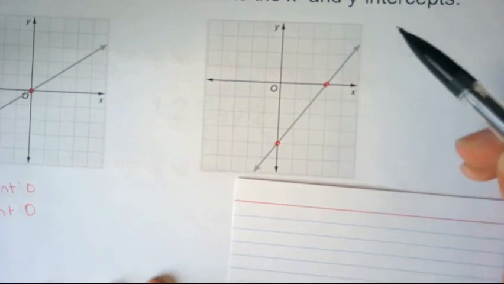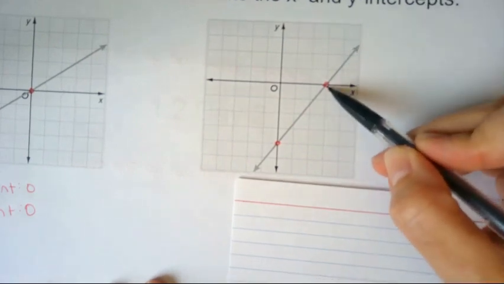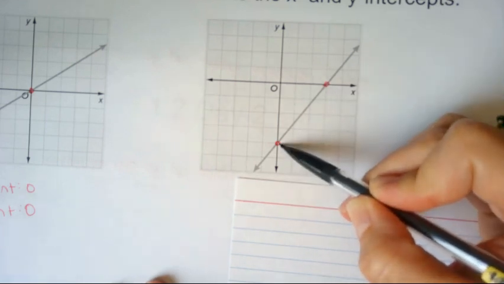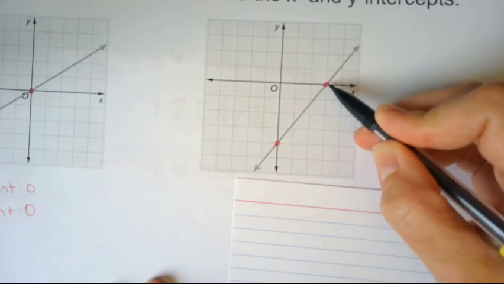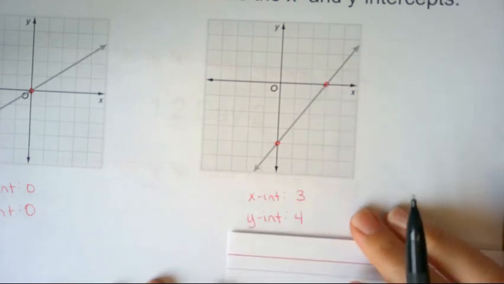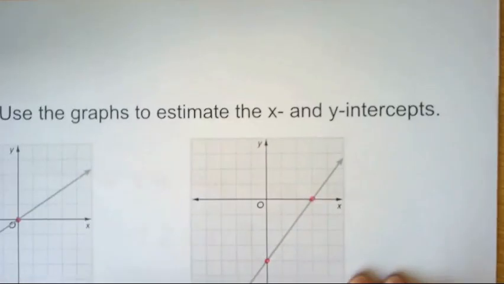So here you have two distinct points. Here's my x-intercept where it's crossing the x-axis. Here's my y-intercept where it's crossing the y-axis. So remember, I'm just writing down the coordinate. So my x-intercept would be at 3, and my y-intercept would be at 4.